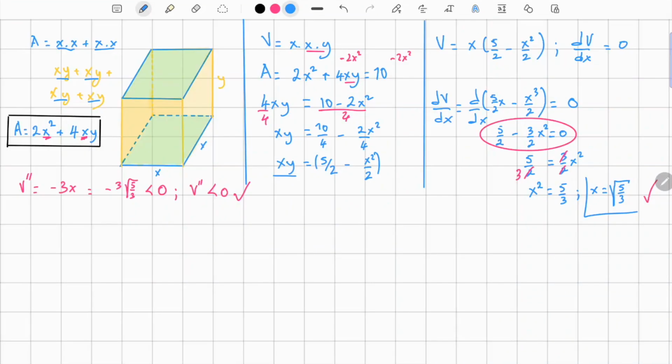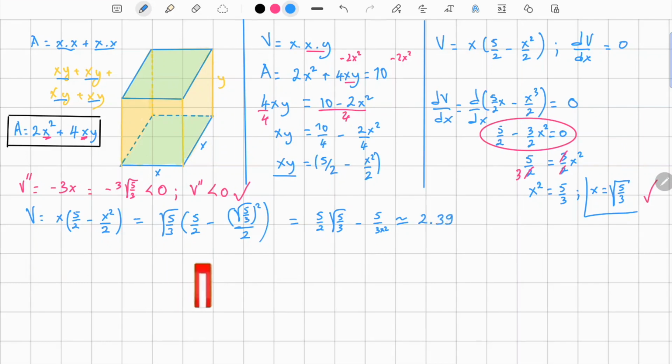So now that we have checked that the volume is at its maximum value at the point where x is equal to the square root of 5/3, we're going to go ahead and replace the value of x in the formula of the volume that we found earlier. We're going to have, so the maximum value is going to be approximately 2.3942 cubic meters. All right.